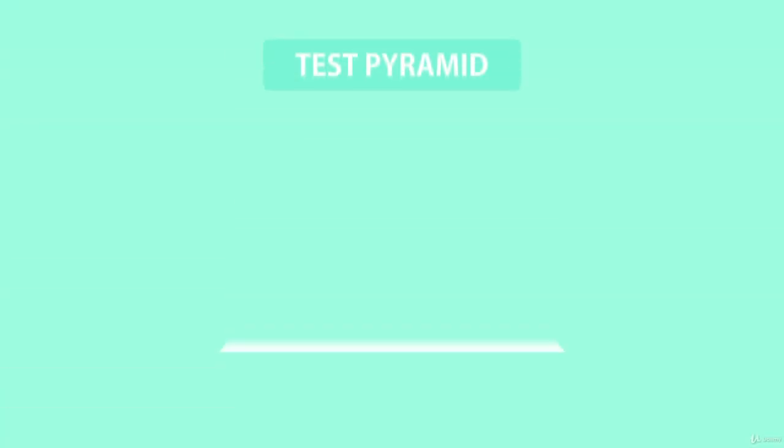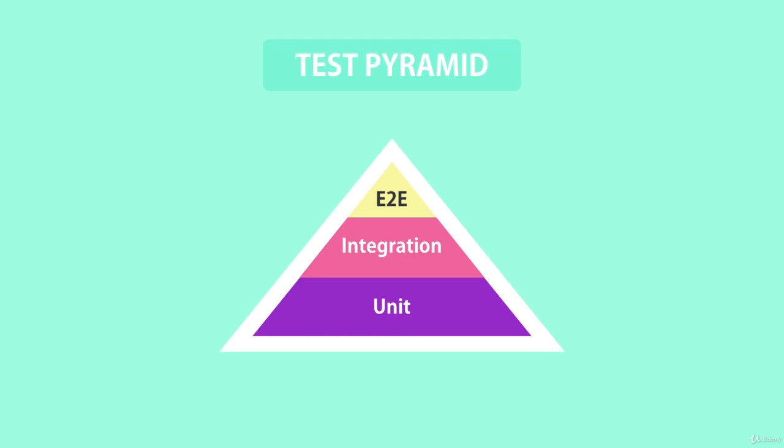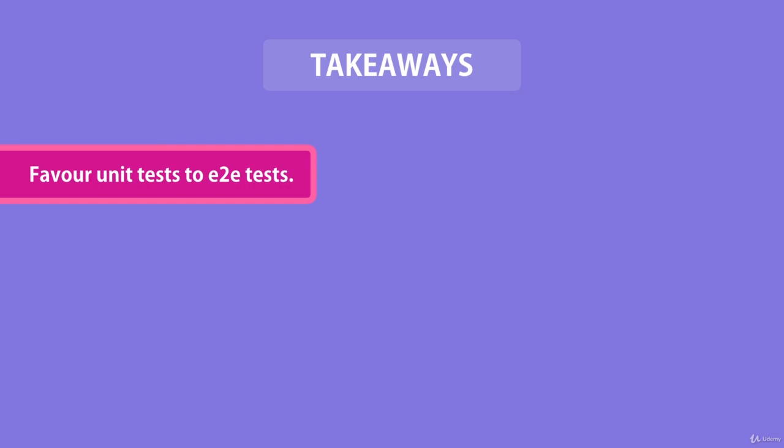So, in summary, this test pyramid gives you 3 recommendations. First is to favor unit tests over UI or end-to-end tests, because these unit tests are the fastest to run and cheapest to write, and they're very precise, so they can pinpoint exactly where something fails. They give you rapid feedback.